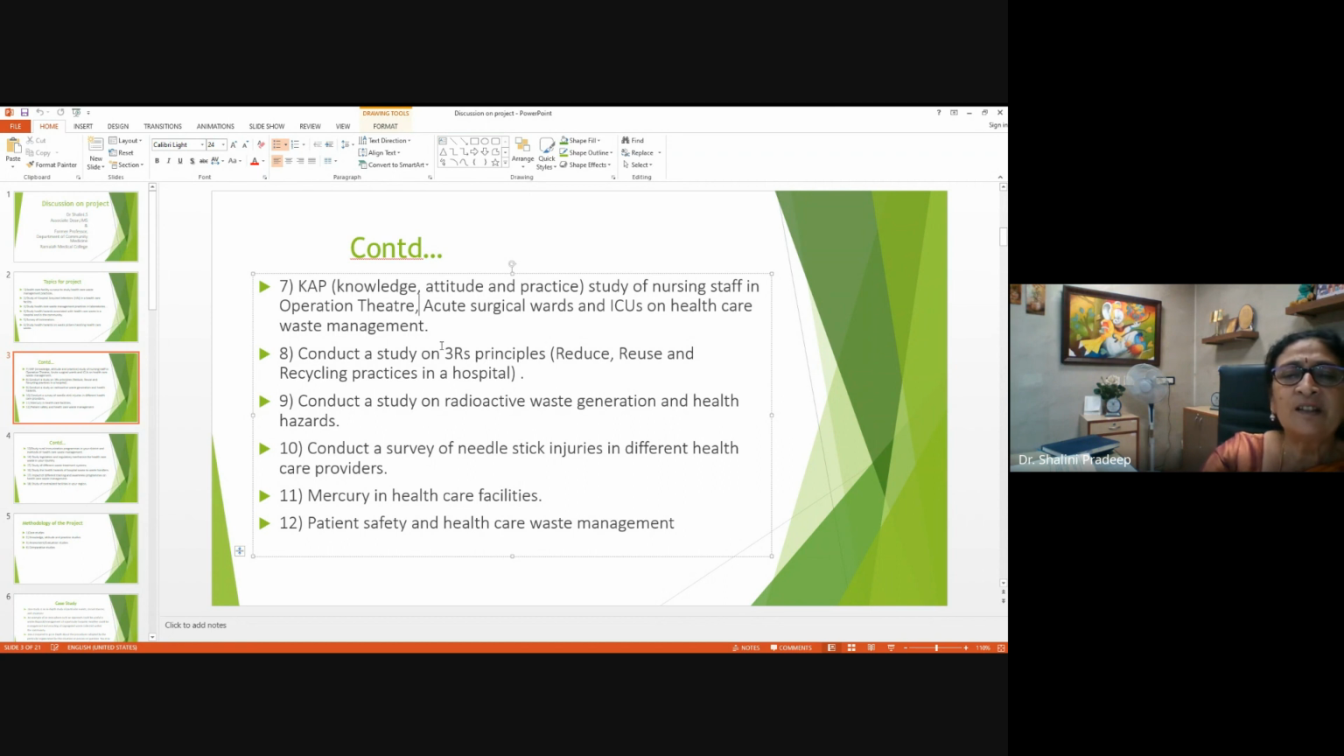And this is a little thing, doing a study on the 3 R's principle, that is reduce, reuse, and recycle. What are the practices being done in your hospital on these 3 R's? You can go to the purchase department. In some places, for recycling, they give the plastic waste to a registered recycler. So how much revenue is generated? You can also work on those lines.